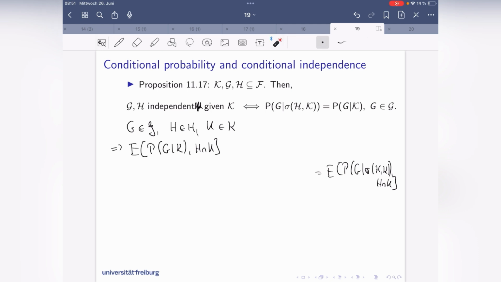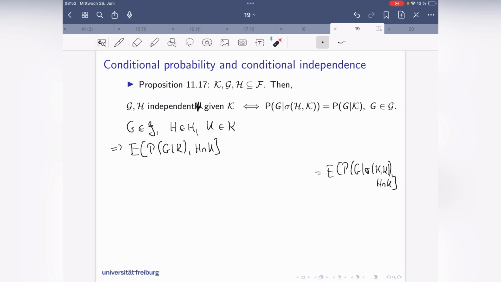So why is that enough? Apparently this conditional probability is measurable with respect to the sigma algebra generated by H and K. Of course, this here also is measurable with respect to sigma algebra K. Therefore, it's also measurable with respect to the sigma algebra generated by H and K. And if we have shown this here, we have shown that this conditional probability satisfies the defining property of this conditional probability, and therefore they must be the same. Okay.